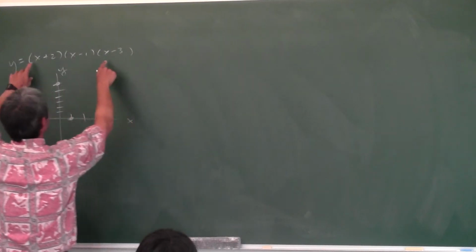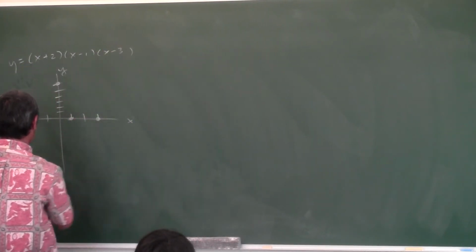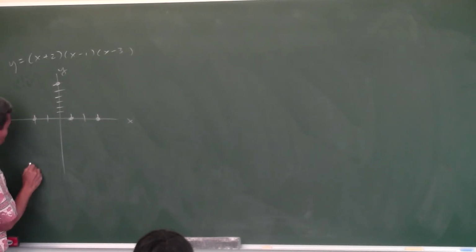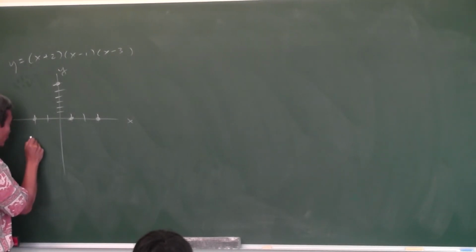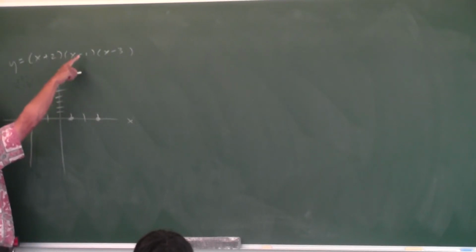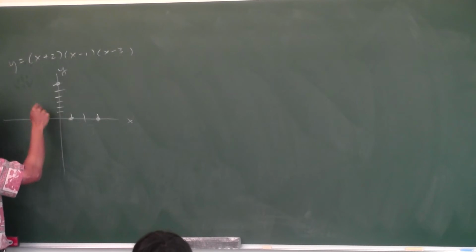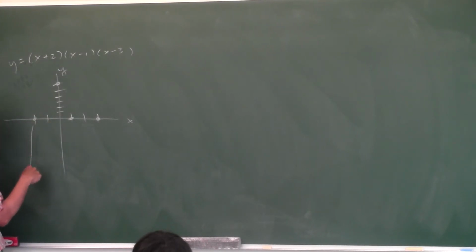Anyway, this is an odd degree polynomial with a positive leading coefficient, so the end behavior is like this. That means I'm going to start down here. Do we go through or bounce off? How do you tell if you go through the x-intercept or bounce off? When you have an odd power on the factor, you go through the x-intercept. When you have an even power, the graph bounces off.